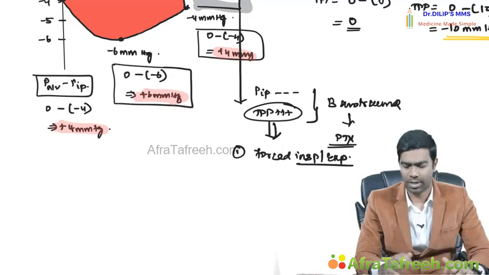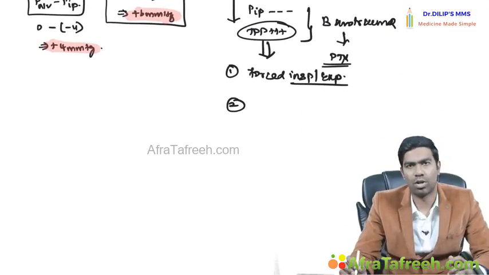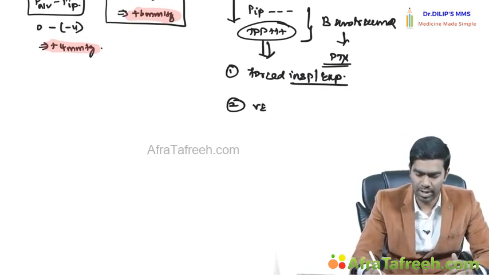And these extreme swings in the pleural pressure during forced inspiration and forced expiration may cause extreme swings in the transpulmonary pressure also, resulting in barotrauma. That's the idea. Number two, at the same time, you can also cause this kind of barotrauma, especially when the patient is on a ventilator.